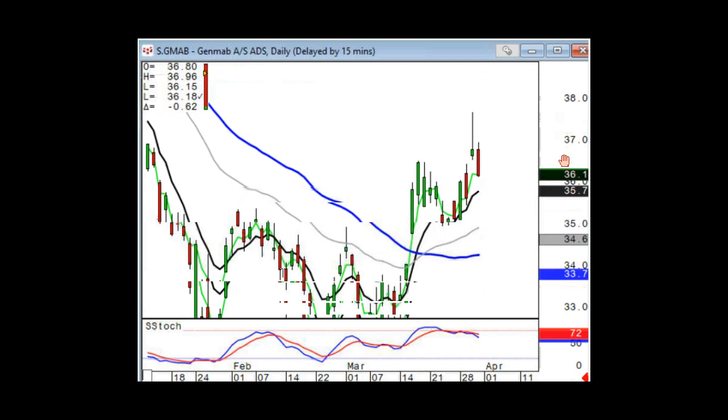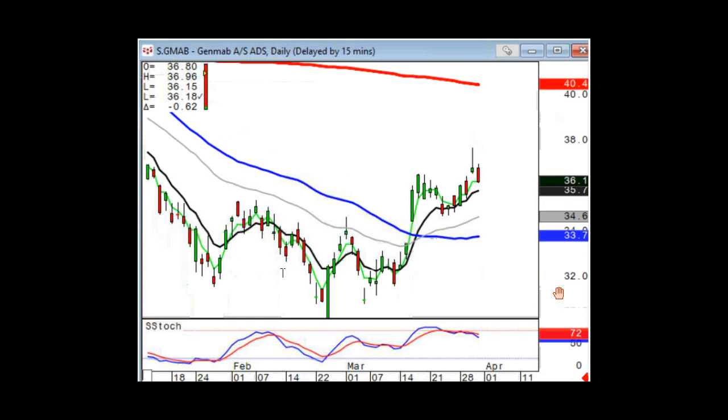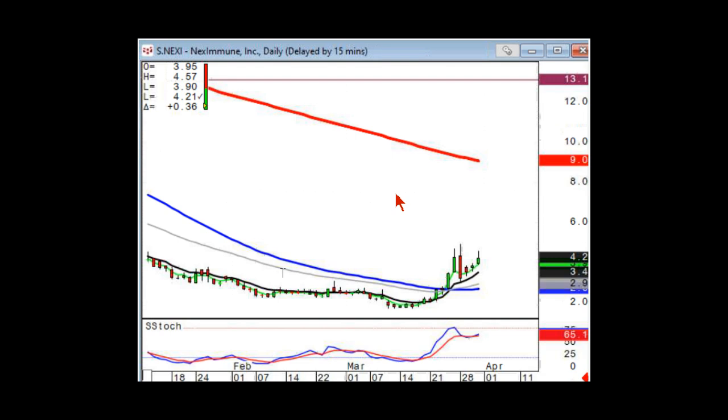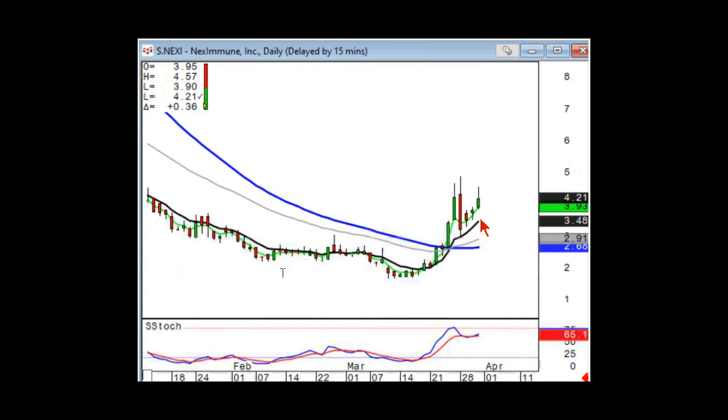This one had something. Now I can't find out what it was. Maybe I typed it wrong. Maybe I did. Is it CMAD? Nope. Something's wrong there. Okay, and there's another good chart.